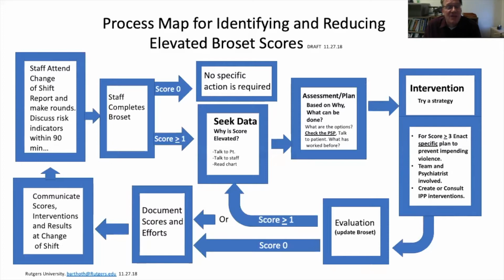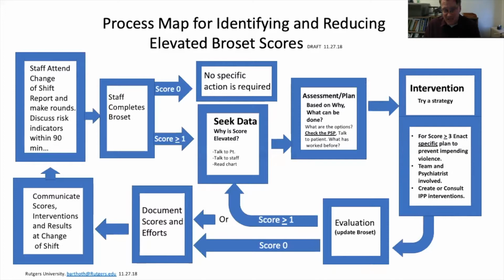So in our case, we see an elevation. We want to talk to the patient. We want to seek the data. We want to know why the score is elevated. Might read the chart or ask somebody that knows the person well. Next, now that we have a hypothesis, we have a guess about why the score might be elevated, what can we do about it? What are our options? What has worked in the past?